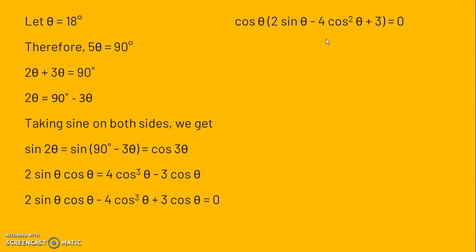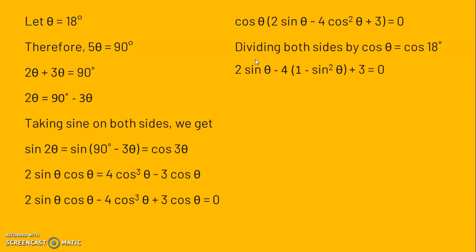So now divide both sides by cos theta. We will get 2 sin theta minus 4 cos square theta plus 3 is equal to 0. So now what's your cos square theta? That is 1 minus sin square theta. This is from the formula sin square theta plus cos square theta is equal to 1. So that your cos square theta can be written as 1 minus sin square theta. So that is how this formula came. Why are we converting this cos square theta as 1 minus sin square theta? Here you are having sin theta. So to have all the terms in terms of sin theta, we are converting this cos square theta in terms of sin square theta.